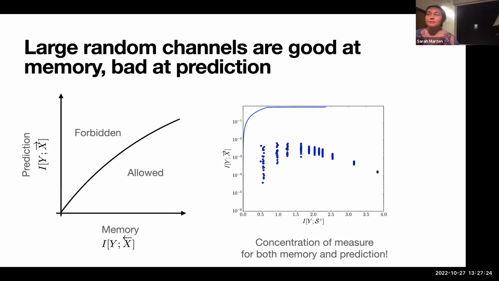Yeah. How many states do you think most ion channels have? Well, yeah, I'm not going to say more than 4.